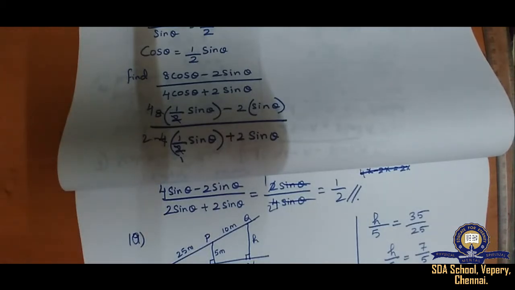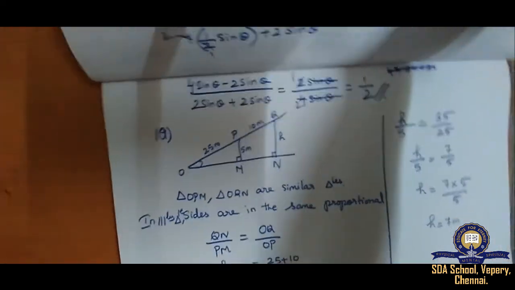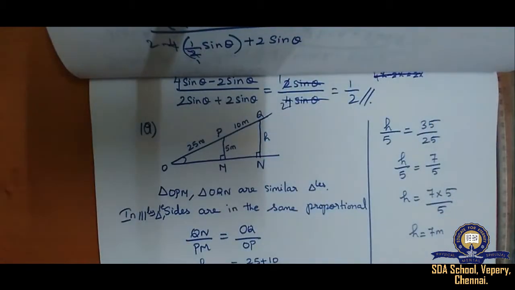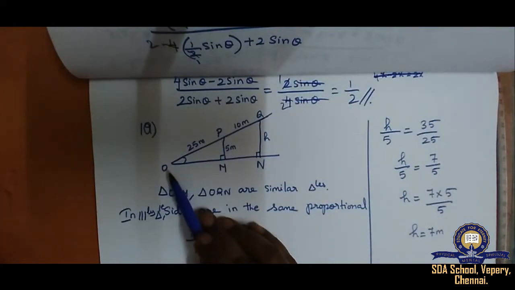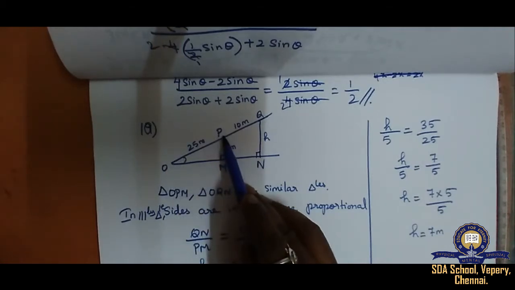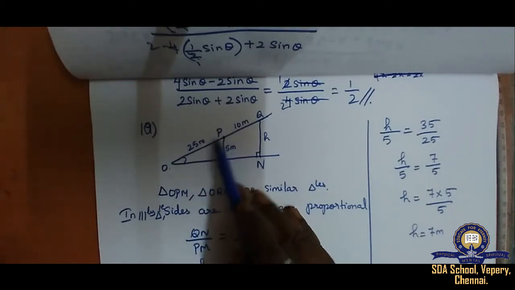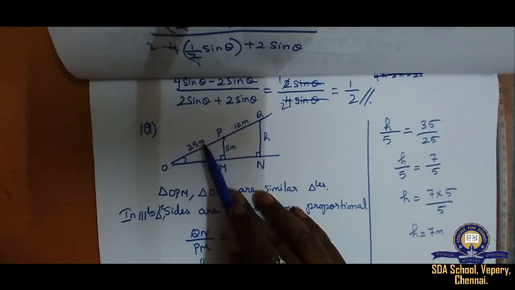Next we will move on to the 10th question. See, the diagram is given in the 10th question, page number 228. The same diagram I have drawn here. A boy is standing at a point O, and his kite is flying at a point P with the distance OP equal to 25 meters.